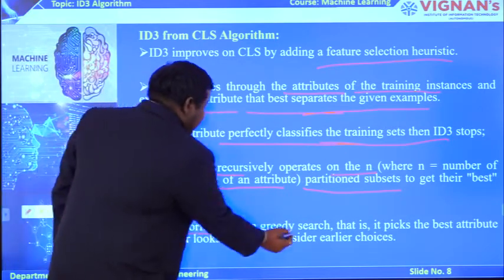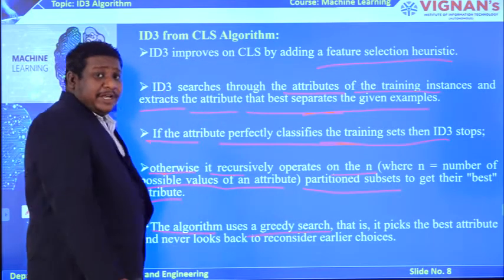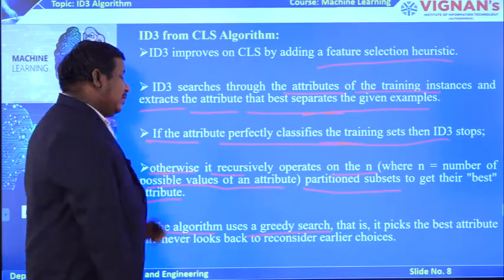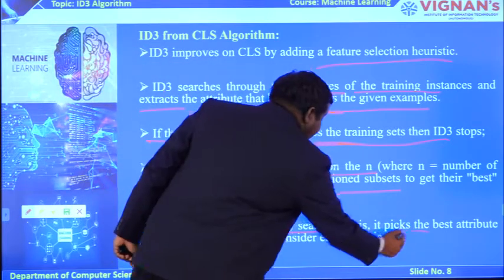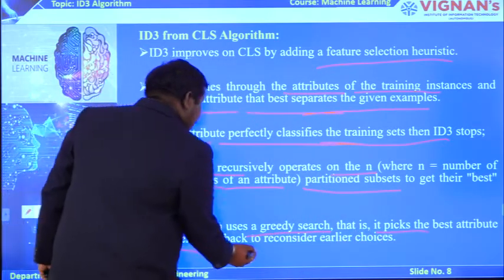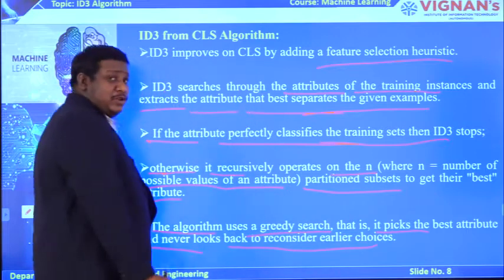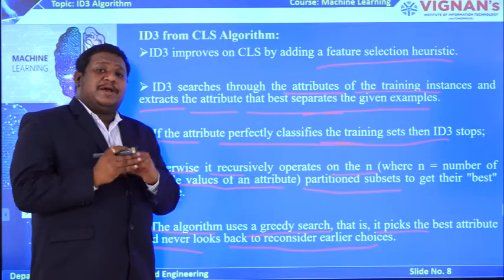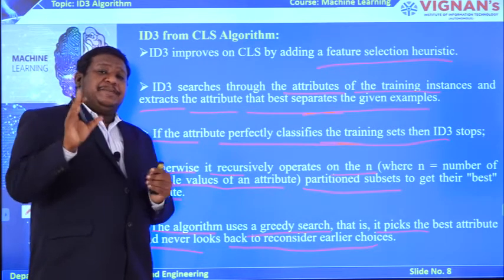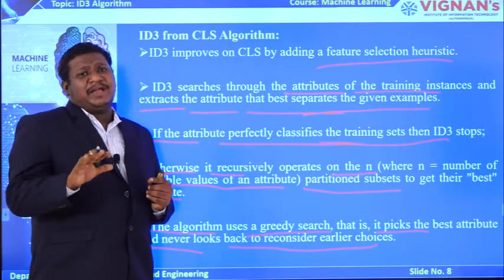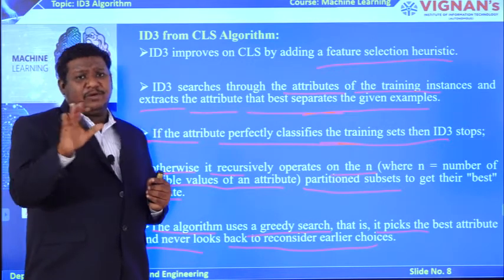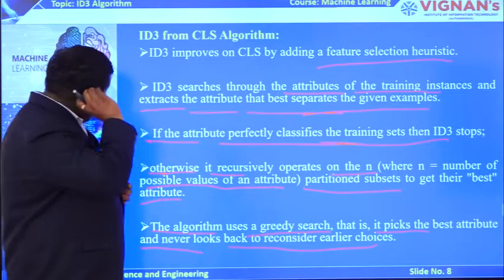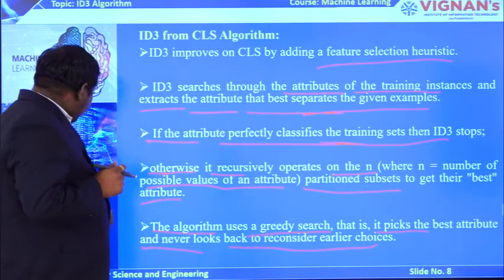The algorithm uses a greedy approach search. I told you the ID3 algorithm mainly uses the greedy approach, that is, it picks the best attribute and never looks back to reconsider the earlier choices. By using this greedy approach, it picks the best attribute from all the available attributes in the group, then with that it moves ahead. That is the main story about how this ID3 algorithm works.